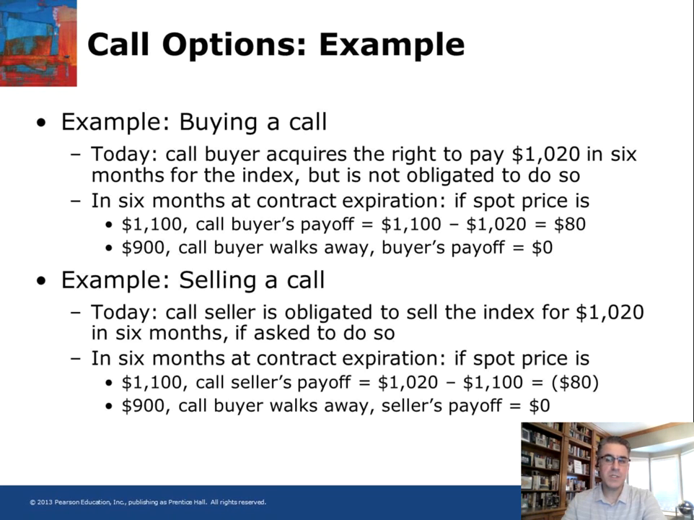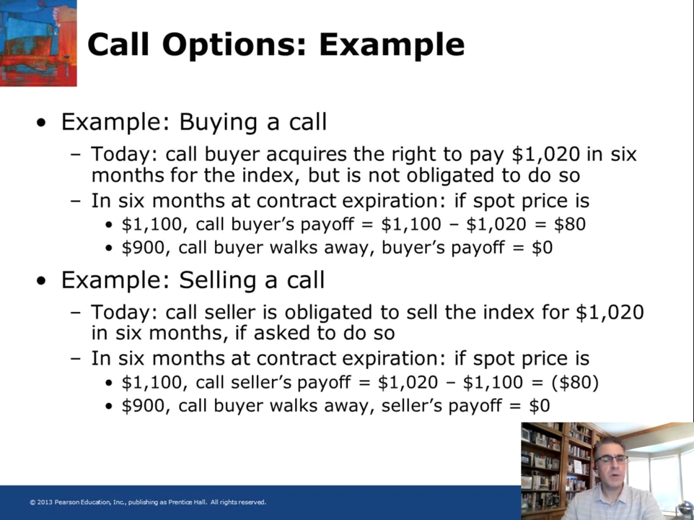If the index value was instead $900 after 6 months, then the purchase price exceeds the market price. The buyer would not exercise the option. If the buyer really wanted to own the underlying index, they could just go to the open market and purchase it for $900 rather than pay the $1,020 defined by the call option. No transaction would thus take place and no cash would change hands.